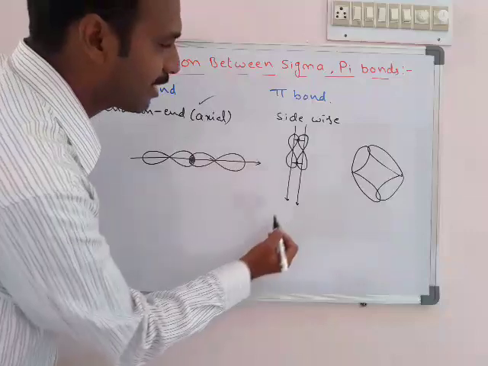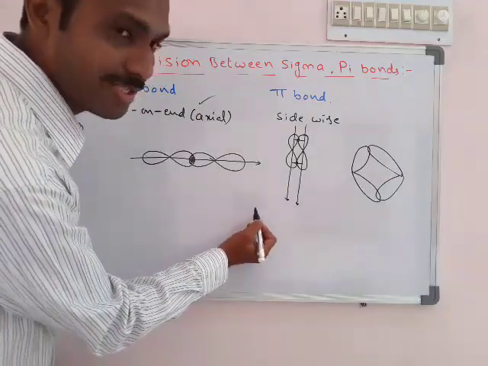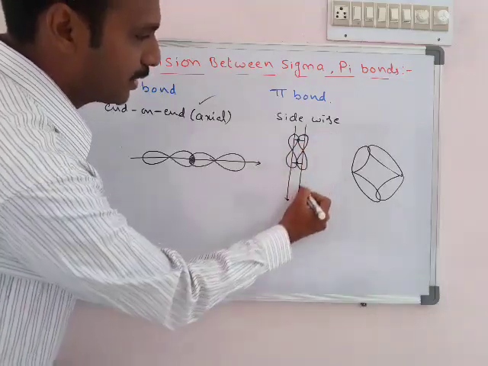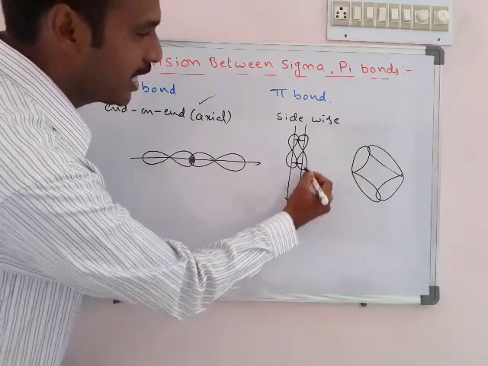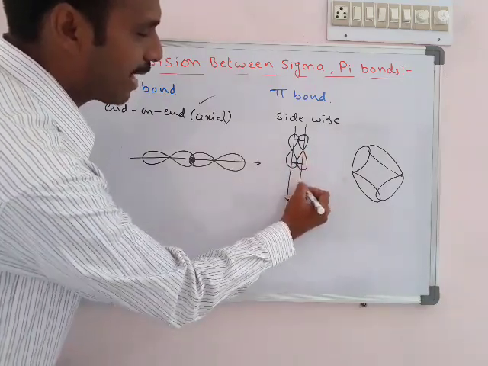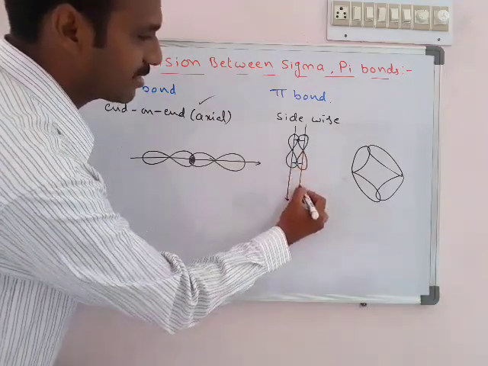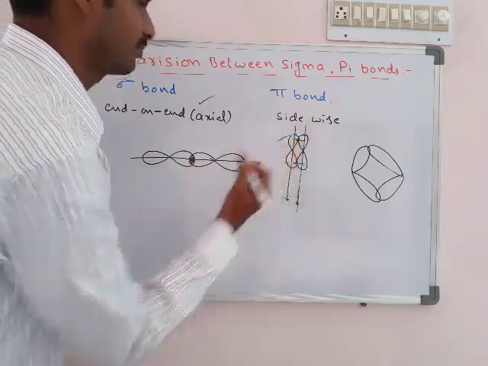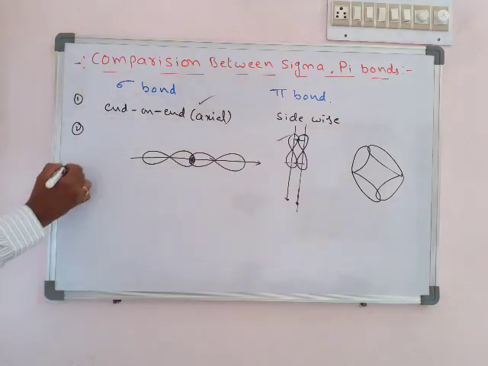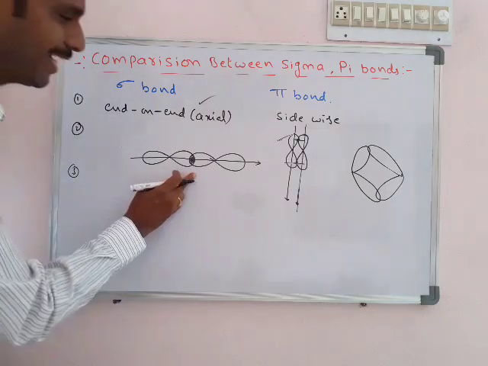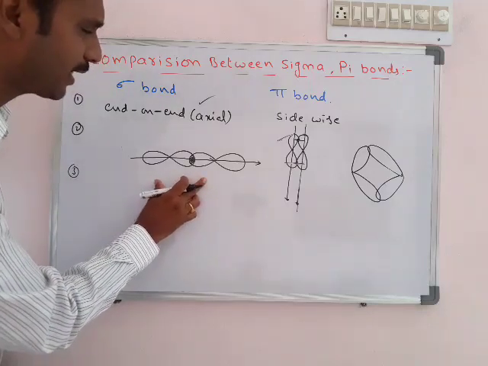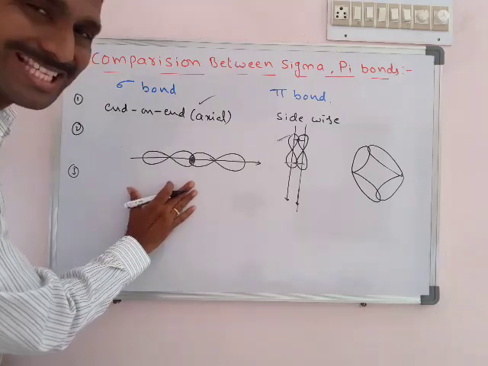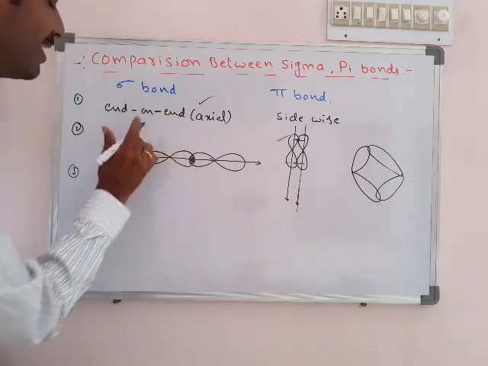But here, in sidewise overlapping, the axis is in a vertical place. So the overlapping and the axis directions are perpendicular to each other. That is the direction of the bond. Next important one: it is a straight overlapping, so it forms straight and there is more chance of overlap. There is a possibility of maximum overlapping in the sigma bond.